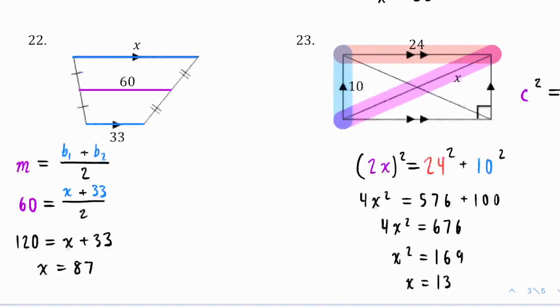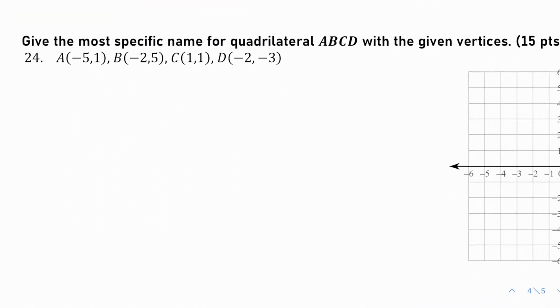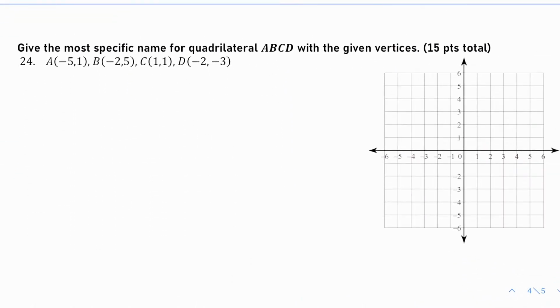And we're on the back page already. Give the most specific name for quadrilateral ABCD with the given vertices. So let's start plugging these in. A is at negative 5, 1. So I'm going to go 5 to the left, 1 up. B is at negative 2, 5. So that's 2 to the left, 5 up.